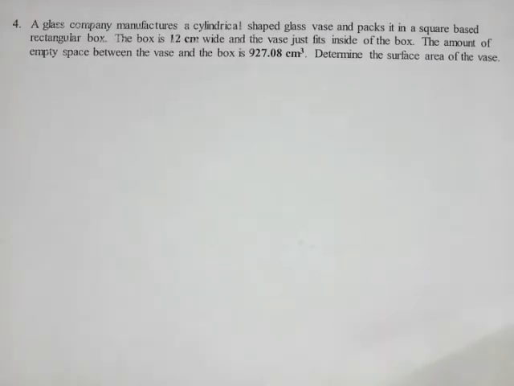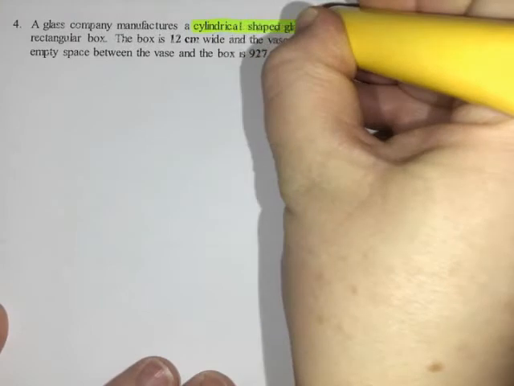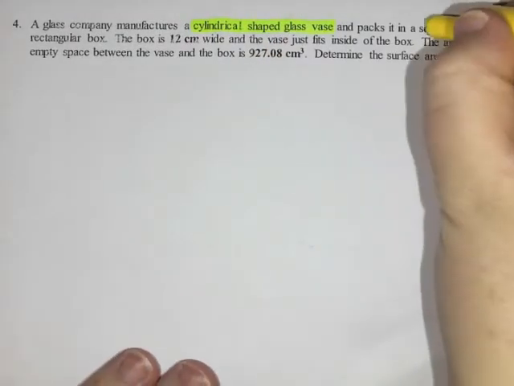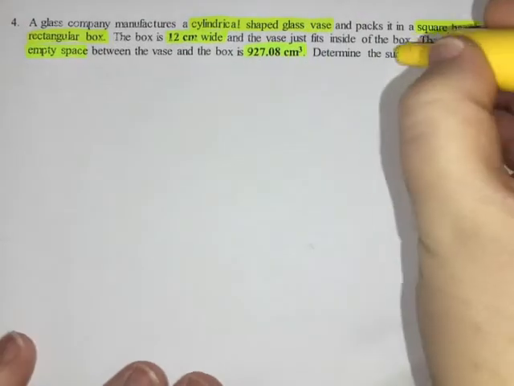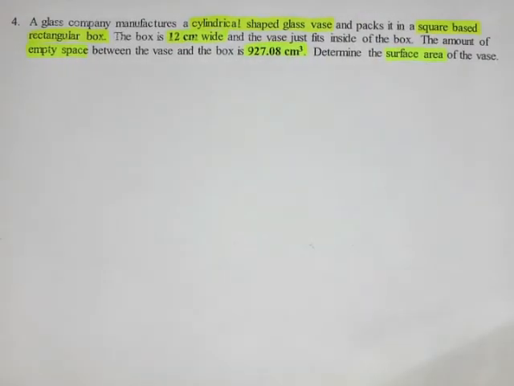So when I read through the question, there's a couple of things that I notice. It tells me that the vase is a cylinder. That's important. And that it's going inside of a square-based rectangular box. A vase is kind of like a giant glass, right? It's something you can put flowers in. And then a square-based box is just going to be a rectangular box. So the box is 12 centimeters wide, and the vase just fits inside. We want the amount of empty space, and we want to find the surface area. So there's a lot going on in this question.